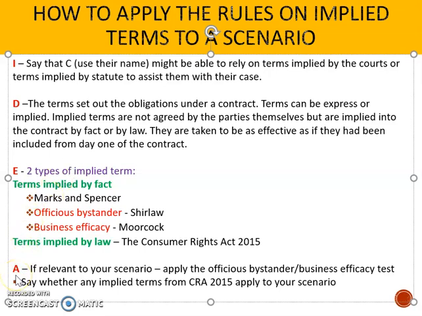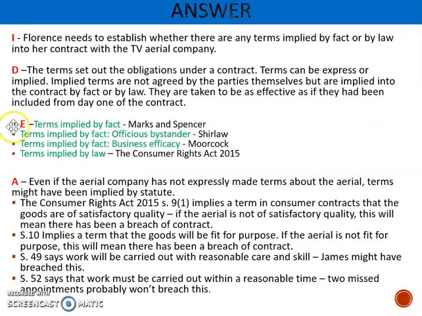In terms of applying implied terms, if relevant to your scenario, they're not really relevant to Florence, so we're not going to mention them in our application. But in other situations they might be, and you would apply the officious bystander and the business efficacy tests. More likely, you need to say whether any implied terms from the Consumer Rights Act 2015 apply to your scenario. And on my next slide, I've done a bullet point answer to the Florence implied term situation. We've already sort of gone through the I, the D and the E.